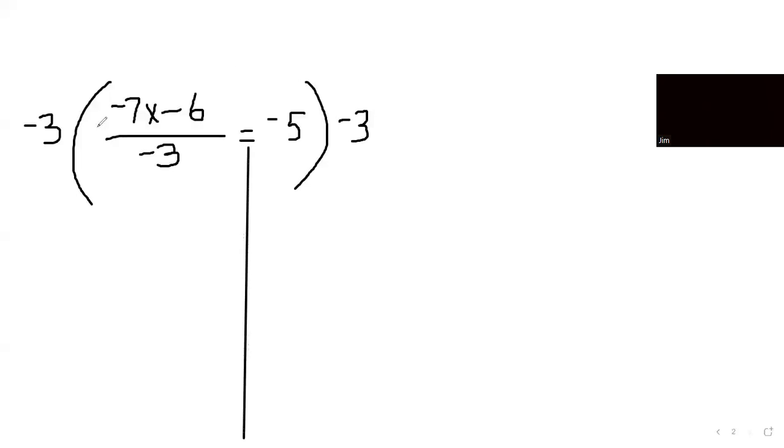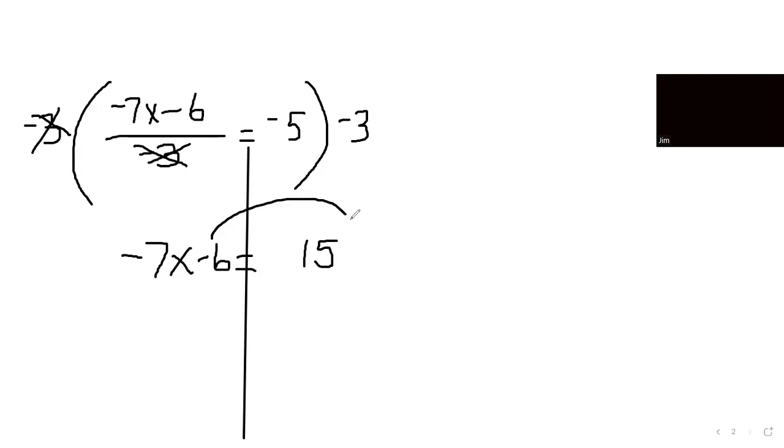Okay. Now notice these -3s. I wrote this one a little high, so it'll remind you that these cancel out because one's kind of on top and one's on the bottom. So we're left with -7x minus 6. And this is going to equal, now what's -5 times -3? Well, 5 times 3 is 15. We know that from arithmetic class. And a negative times a negative is a positive. So now we changed our equation. We got rid of that denominator stuff, and we have kind of a regular equation here.